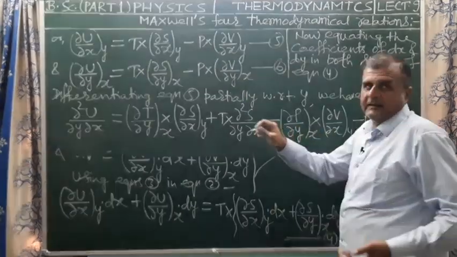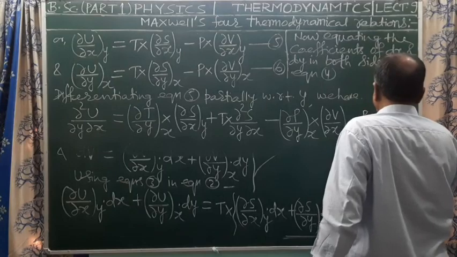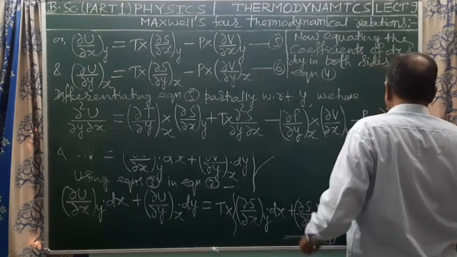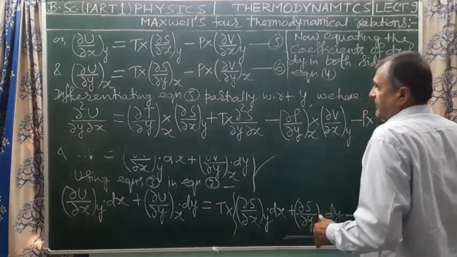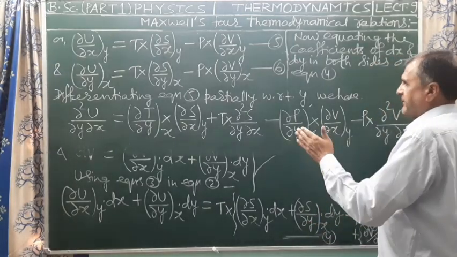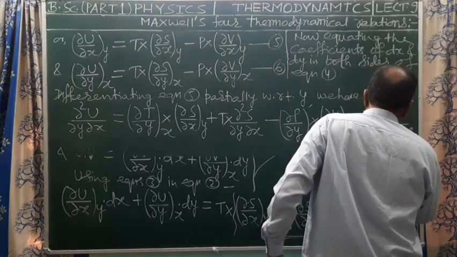डिफरेंशिएशन हमें पार्शियली with respect to y करना है, so it is del y into del x, and which we have obtained from equation number 5, that is differentiating equation 5 partially with respect to y, and suppose it is equation number 5a.